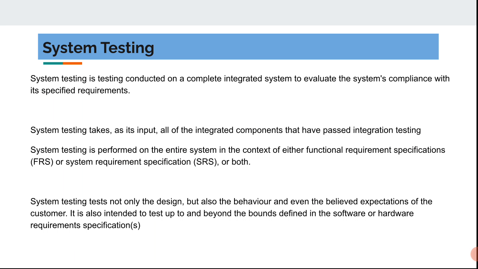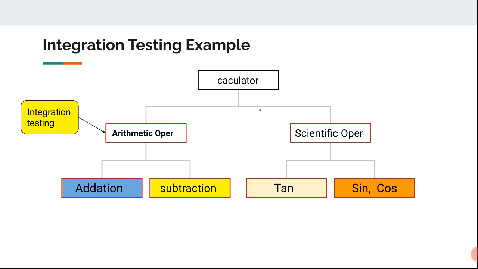So we have the system testing. System testing is conducted on a complete integrated system to evaluate the system's compliance with its specified requirements. So when the whole system is tested, this is called system testing. For example, if we consider this example in which the arithmetic operation and scientific operation, the whole operation are tested, then we call this testing system testing.